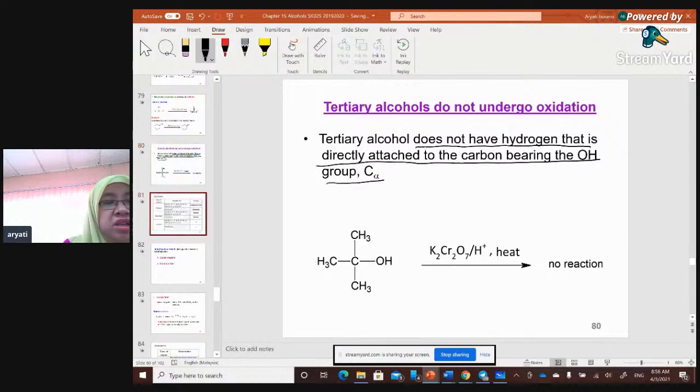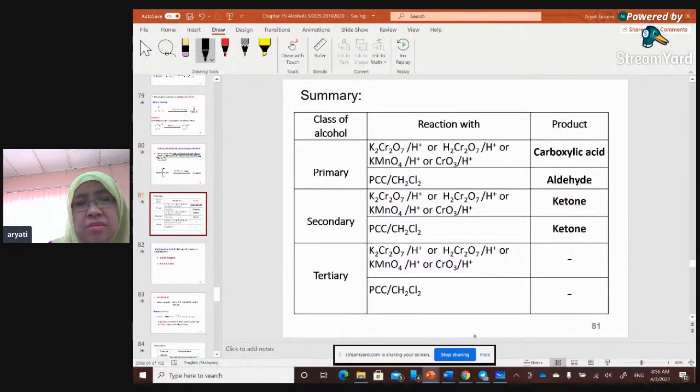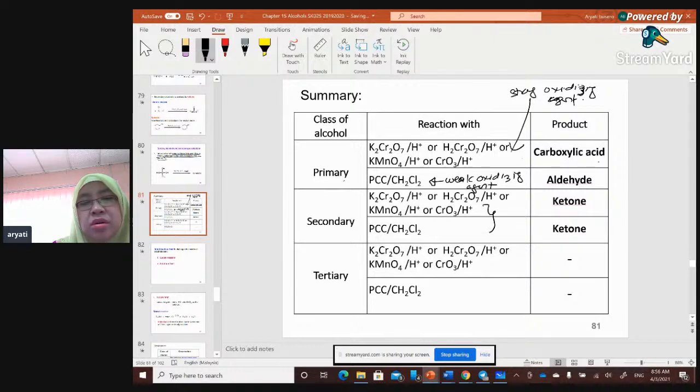So cannot undergo oxidation. So as a summary, primary alcohol by using strong oxidizing agent become carboxylic acid. Primary alcohol dengan weak oxidizing agent dia akan jadi aldehyde. Secondary alcohol dengan strong or weak both jadi ketone. Tertiary dengan strong or weak both no reaction.